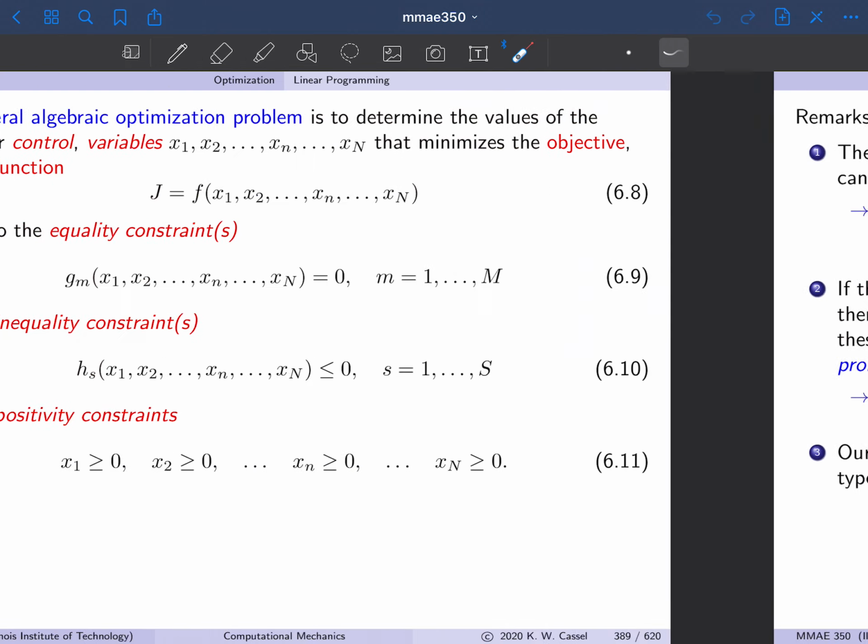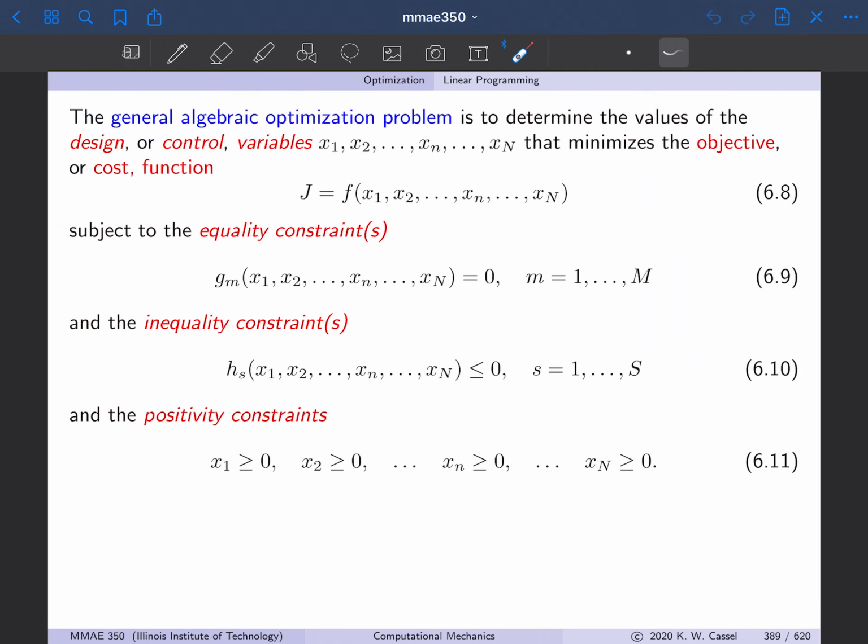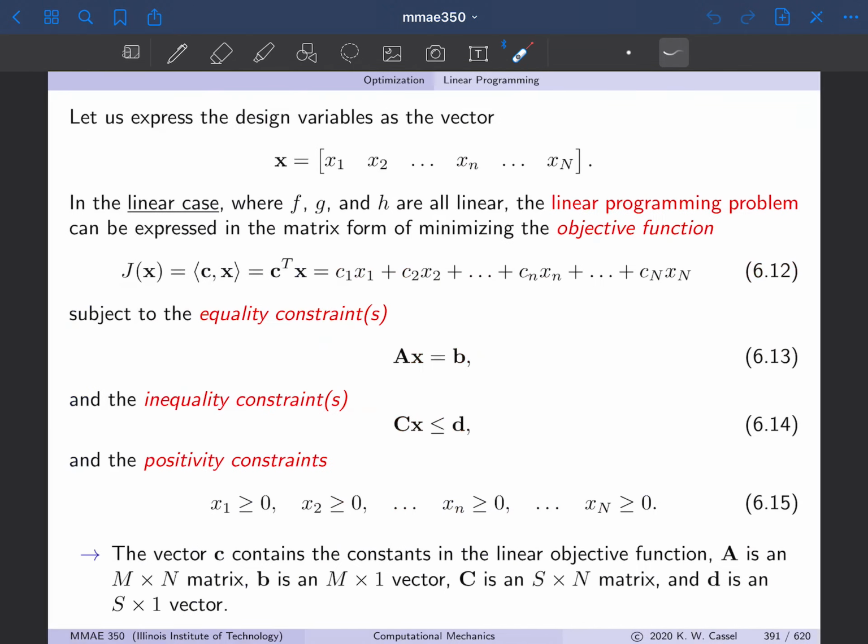Now, based on the standard formulation that we had two slides back, where we have n design variables, m equality constraints, and s inequality constraints, we can see what the size of each of these matrices and vectors is.